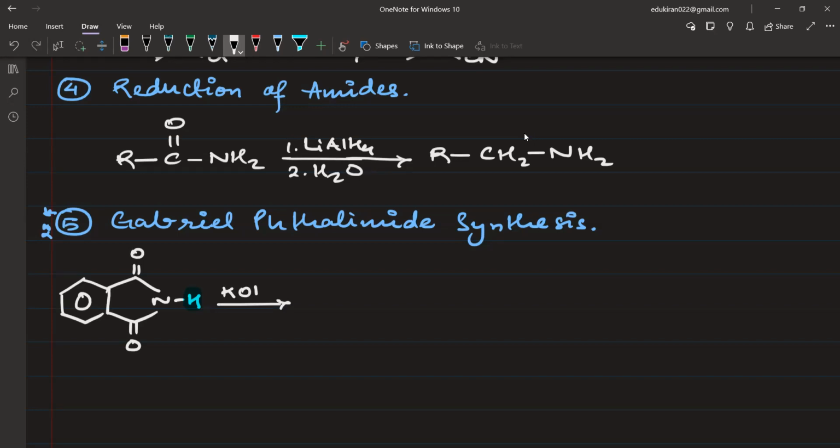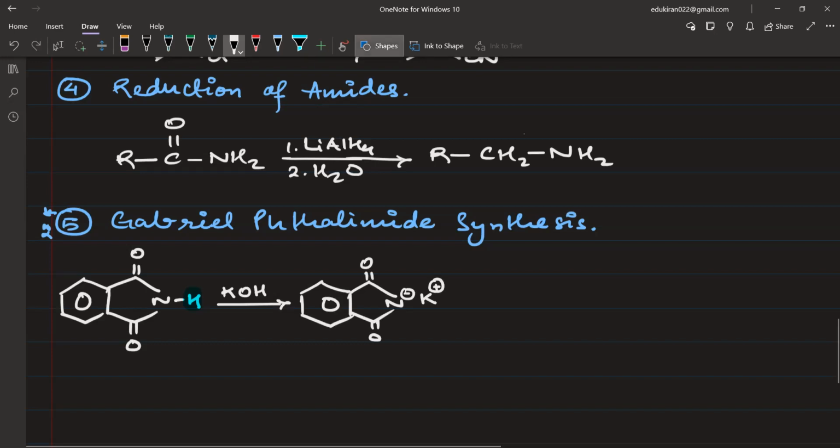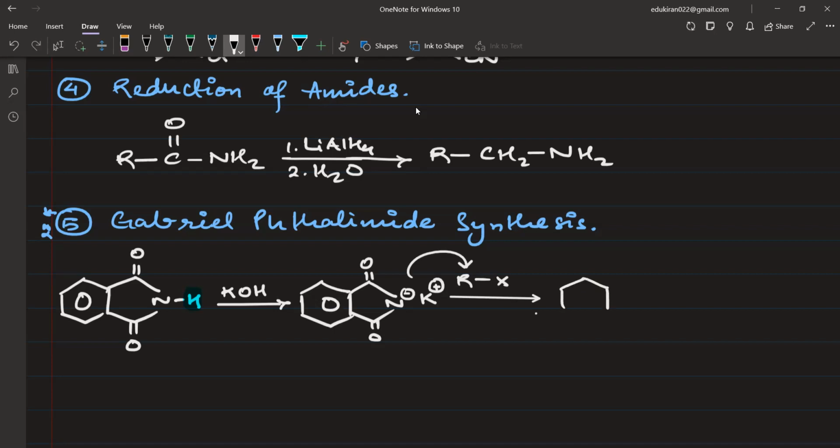I will use KOH and I will get the potassium salt of phthalimide. Double bond O, N negative and K positive. Now this nitrogen atom, since it has a negative charge, will be highly nucleophilic. If you add any alkyl halide here, this will show an SN reaction. It will attack on the R, and this X will leave, and you will get the nitrogen atom attached to the R group. These carbonyl groups remain as they are.